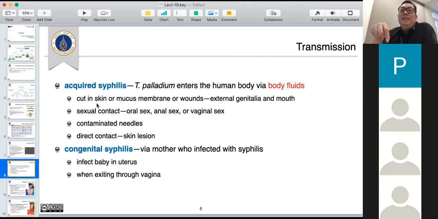Another one is congenital syphilis. Congenital syphilis is a disease where a baby gets infected from a mother who is sick with Treponema pallidum. Bacteria can infect the baby in the uterus. When the mother is pregnant, bacteria can move past the vagina up to the uterus. That's one way. Or when the mother delivers the baby through the vagina, they get infected by passing through the wound, and bacteria in the syphilis wound infect the baby. That's congenital syphilis, okay?